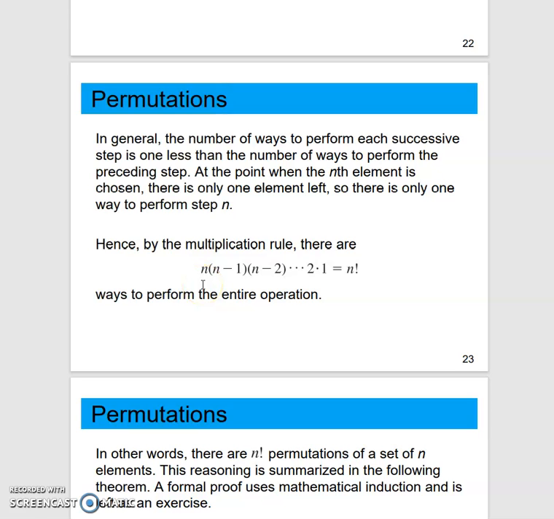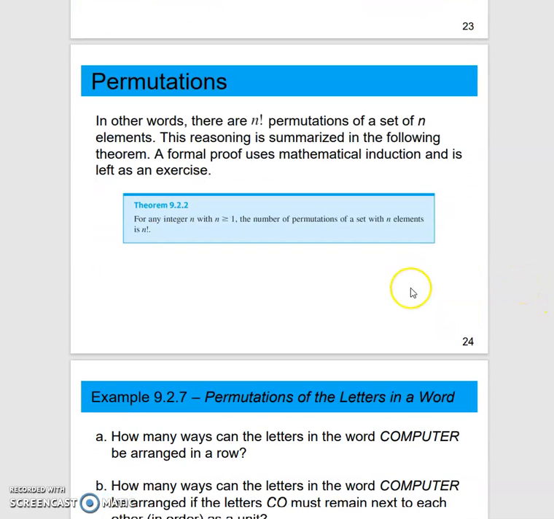Basically, we're going to end up doing n times n minus 1 times n minus 2, all the way down to 2 times 1. If you remember, that is our factorial definition, so n factorial. And that is our definition. So here we do assume that n is greater than or equal to 1. The number of permutations with n elements is n factorial.